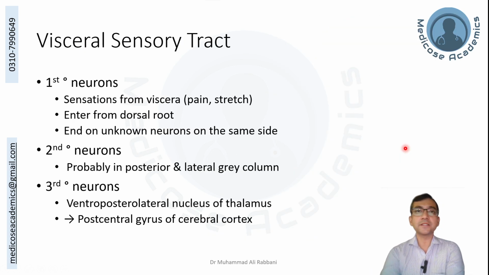And last but not the least, there is the visceral sensory tract. The first order neuron carries the sensation of pain and stretch from the viscera, from the urinary system, digestive system, and genital system. It enters the spinal cord and ends on unknown nuclei on the same side. The second order neuron travels up in the gray columns, and they relay on the posterolateral column of the thalamus until they reach the cerebral cortex.